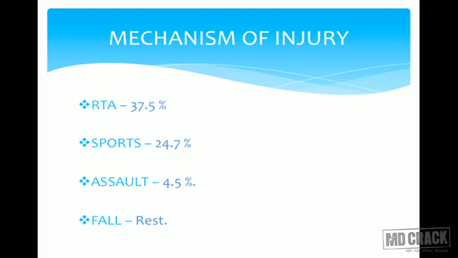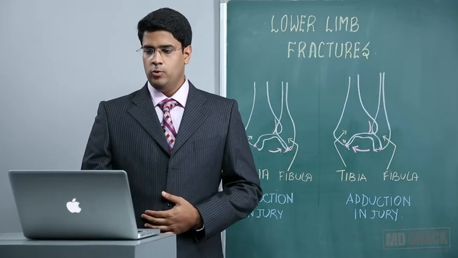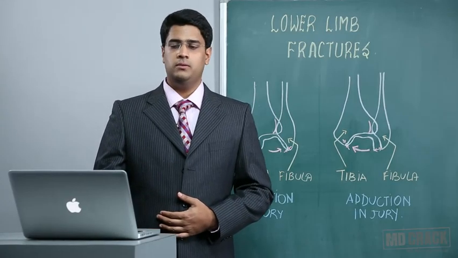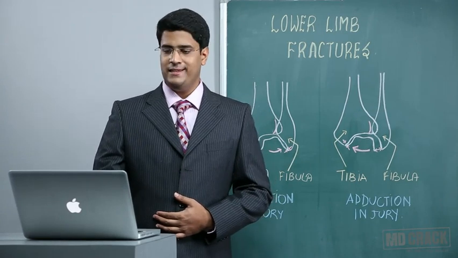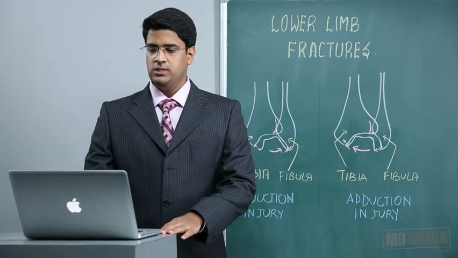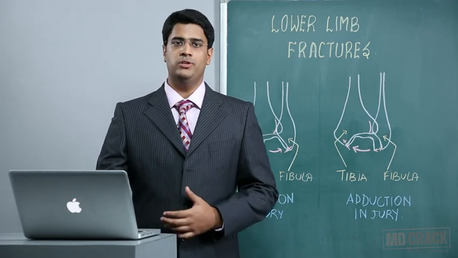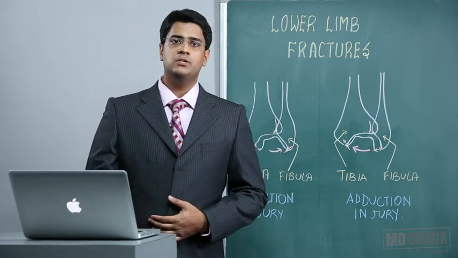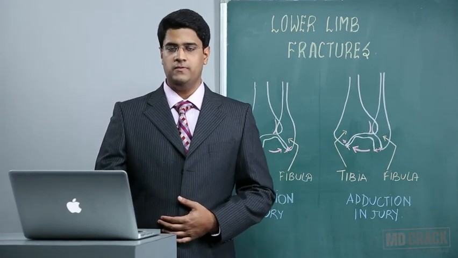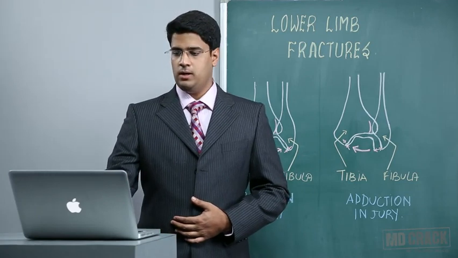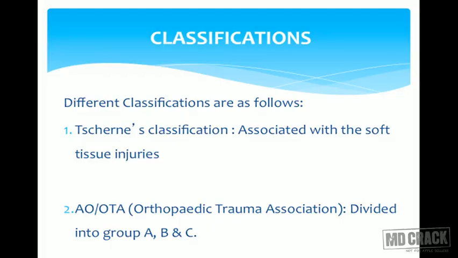Assault is the least. A few classifications which are important: Gustilo's classification is there, which is associated with the soft tissue injuries. And the other one which is common is the AO-OTA classification, that is Orthopedic Trauma Association, which divides the fractures into three groups, that is A, B and C.